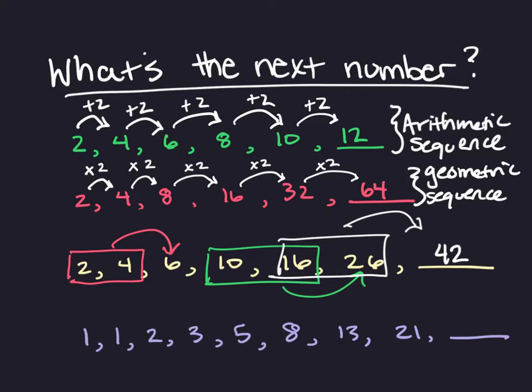And really what we're doing is 2 plus 4 is 6. 4 plus 6 is 10. 6 plus 10 is 16. 10 plus 16 is 26, and 16 plus 26 is 42. So we're taking the previous two numbers and we're adding them together to get the next number. And in fact, we're doing the exact same thing down here.